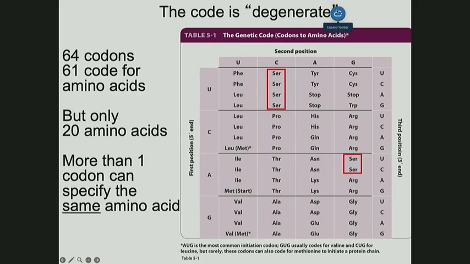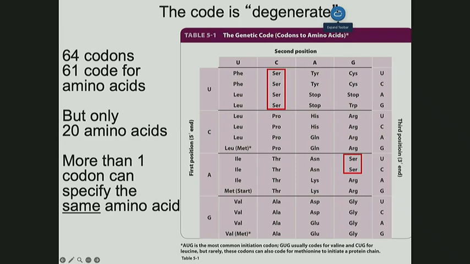All right. We also sometimes refer to the code as being degenerate. And the reason why it has to be degenerate is if you do the math, for 4 different nucleotides in groups of 3, you need to have 64 codons. Turns out that 61 of them encode for amino acids. What do those other 3 encode for? The stop codons, exactly. But there's only 20 amino acids. So what that means then is more than one codon can specify the same amino acid.